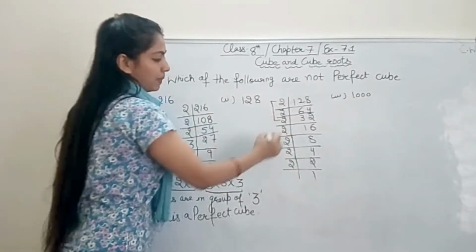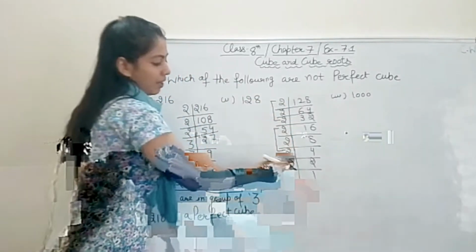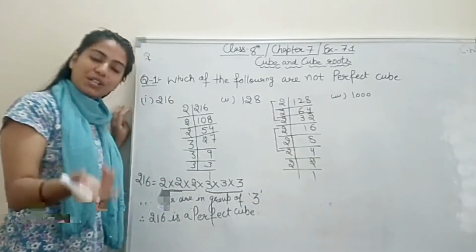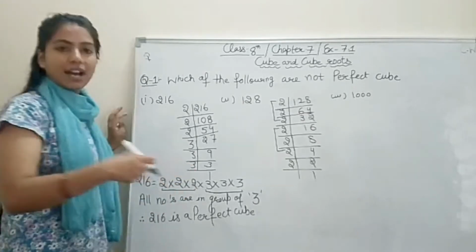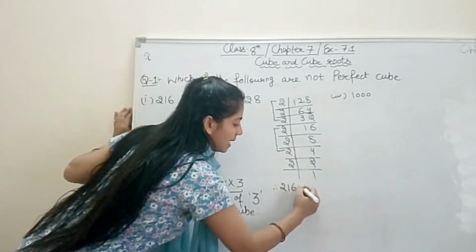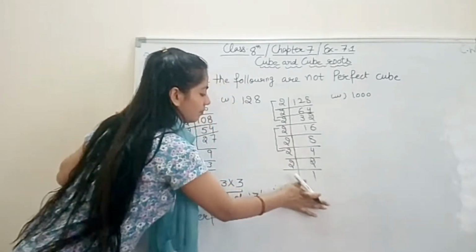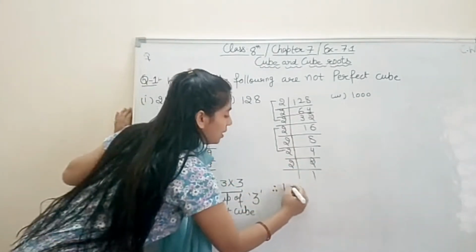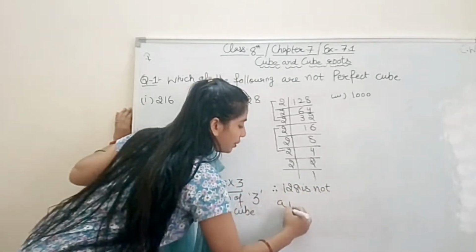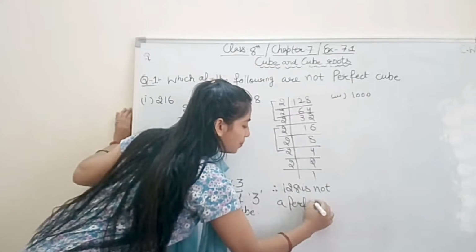3 2s, one group, 2 groups. Now this 2 is extra, it is not in a group of 3. So what will you write? All the numbers are not in groups of 3, so therefore 128 is not a perfect cube. Very simple student.